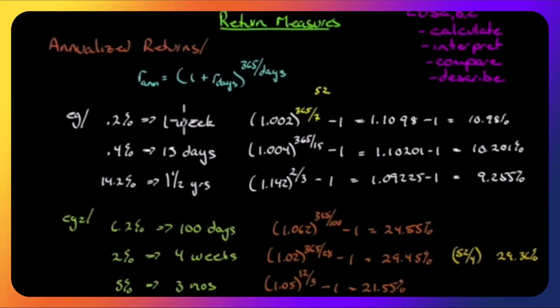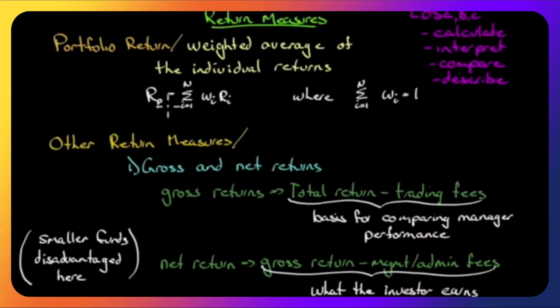So we can go ahead and annualize certain returns, but the shorter the period, 1 week, 15 days, 4 weeks, the shorter the period, the less reliance you can have that this can actually be maintained throughout the entire compounding periods. So let's look at portfolio return.